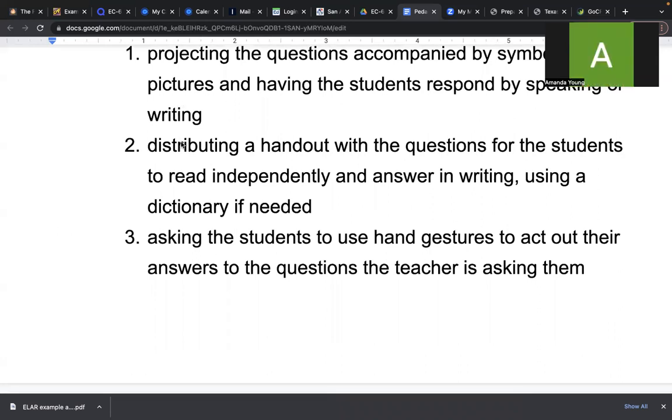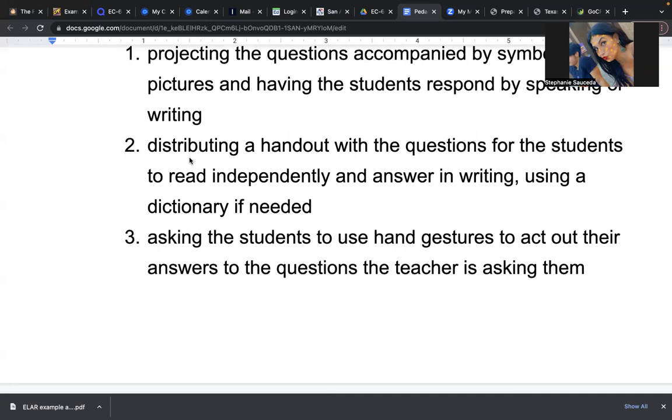Number 2, distributing the handout. So what if the students are not good independent readers? What's going to happen to them? They're not going to be able to show their knowledge very well. They're not going to be able to show their knowledge if they can't understand the question. What if I said the question to them also? That would be a little bit more UDL.